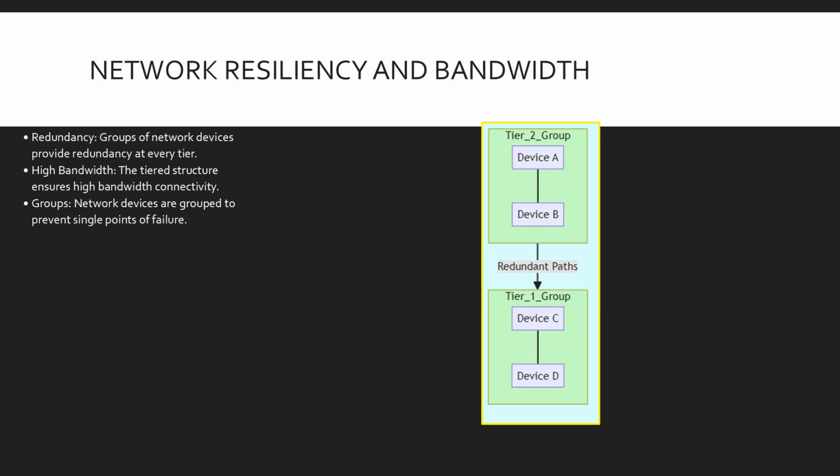Here we visualize redundancy. We have a Tier 2 group and a Tier 1 group, each containing multiple interconnected devices. The arrows connecting the groups represent redundant paths. This shows that if device A fails, device B can still handle the traffic flowing to the Tier 1 group, ensuring the network remains operational.